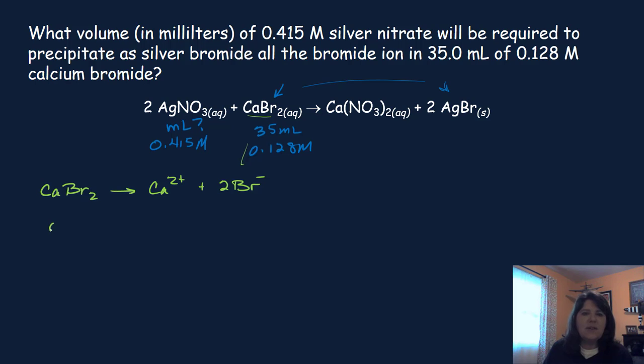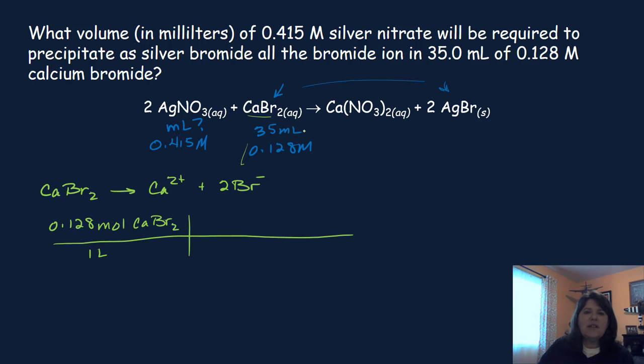Here I have 0.128 moles of calcium bromide for 1 liter of calcium bromide. Converting this, well, let's hold off on the volume for a second. I know that I have 1 mole of calcium bromide for every 2 moles of bromide.